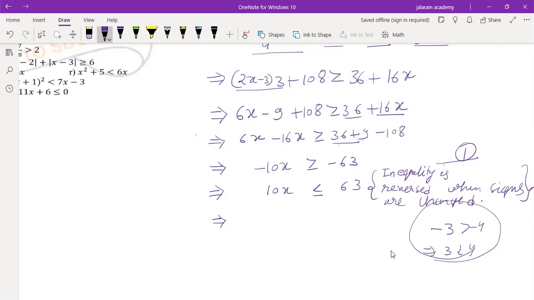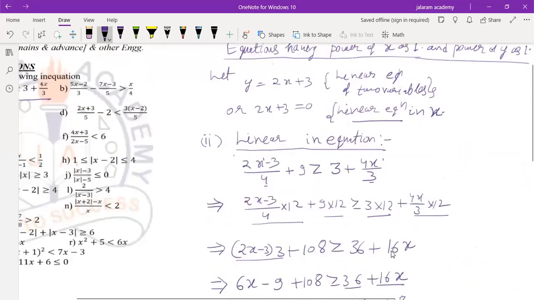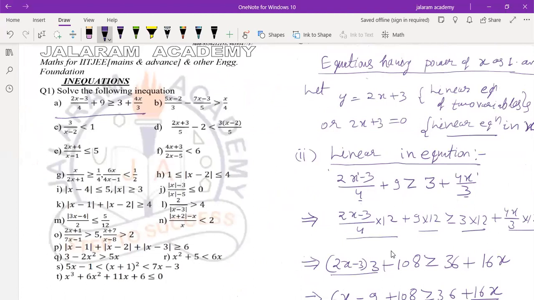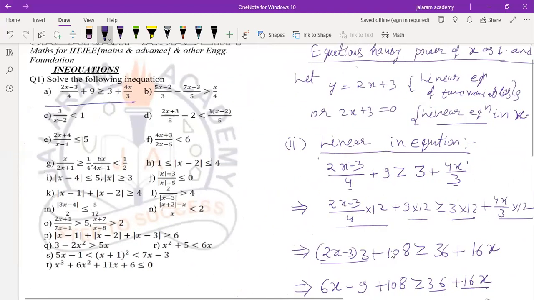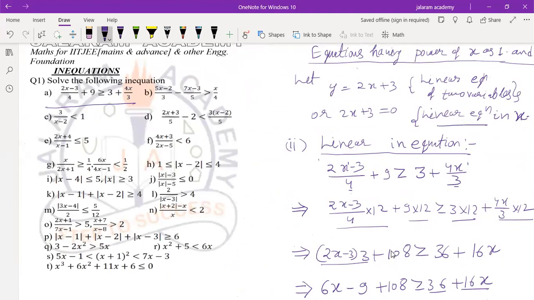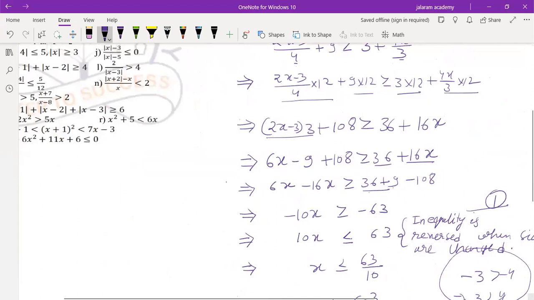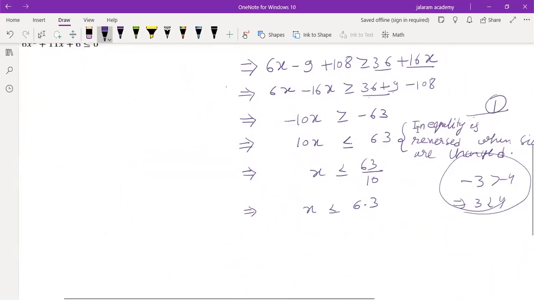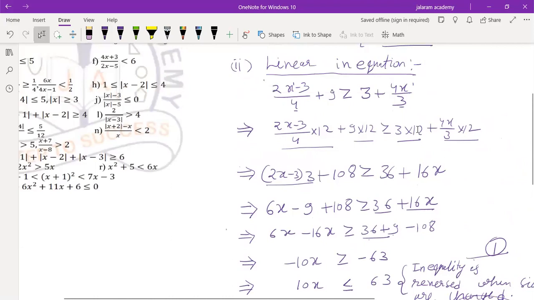Okay? And it implies x is less than or equal to 63 by 10. It implies x is less than or equal to 6.3. Okay? Is that clear to you, everyone? Now, nothing is written about x. If nothing is given, remember always x belongs to real numbers. Is that clear to you? If nothing is given about x, it means x belongs to real numbers. So all the real numbers which are less than or equal to 6.3 are the solutions of this inequation. Is that clear to you?